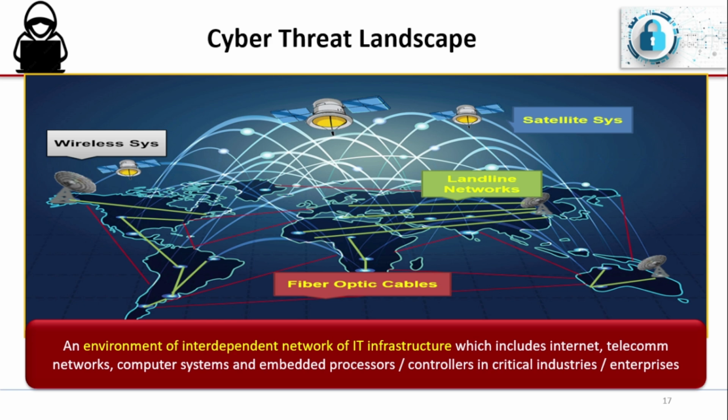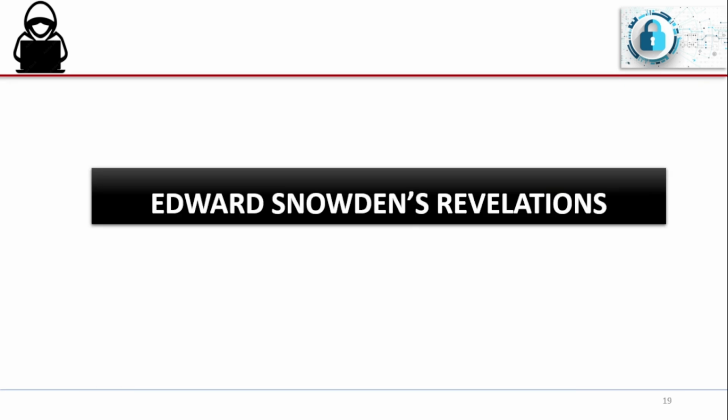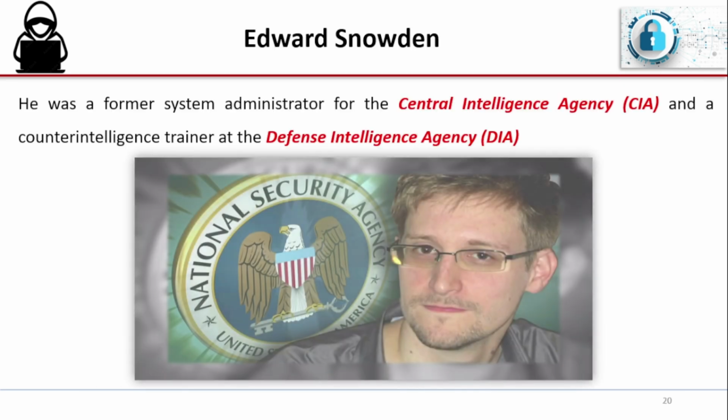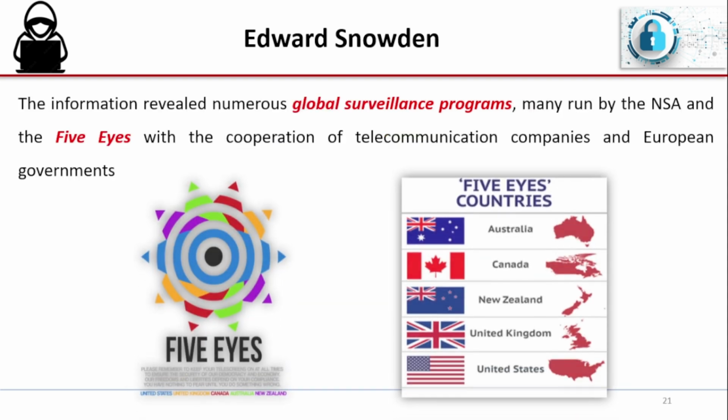There are organizations managing them, and those organizations are providing data directly to a few countries and their intelligence agencies. So approximately 51% of the world population is an active user of the internet, and 100% are affected. Why 100%? Now I'll tell you. You must have heard about Edward Snowden's revelations, what he revealed. He was a former system administrator who used to work for the CIA, Central Intelligence Agency, and a counterintelligence trainer at the Defense Intelligence Agency, USA.